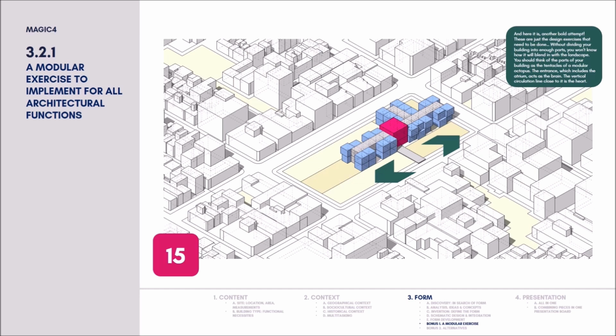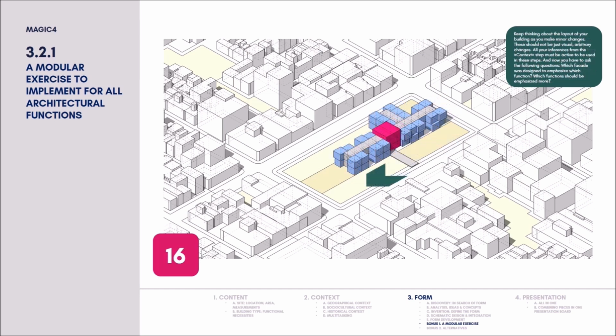16. Keep thinking about the layout of your building as you make minor changes. These should not be just visual, arbitrary changes. All your inferences from the context step must be active to be used in these steps. And now you have to ask the following questions: which facade was designed to emphasize which function? Which function should be emphasized more?